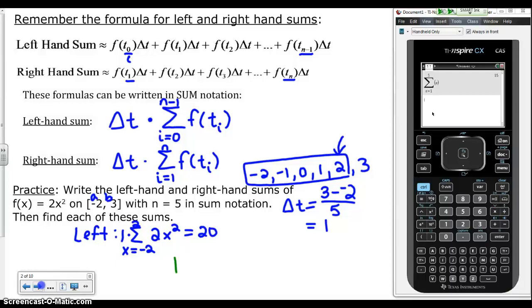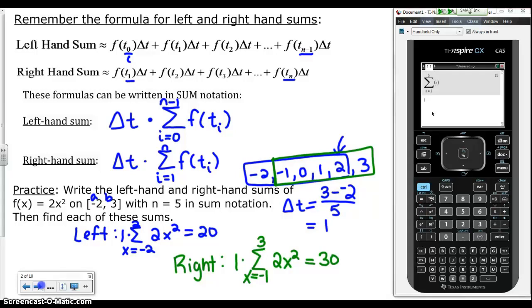A right-hand sum is going to be almost identical. You're multiplying by delta t, you're setting up your summation, except for a right-hand sum, you start with the second term and go all the way to the last term. So now we would start at negative 1 and go all the way to positive 3 and put 2x squared. And again, if you type that in your calculator, you should get 30. So left and right-hand sums can be written with summation notation.